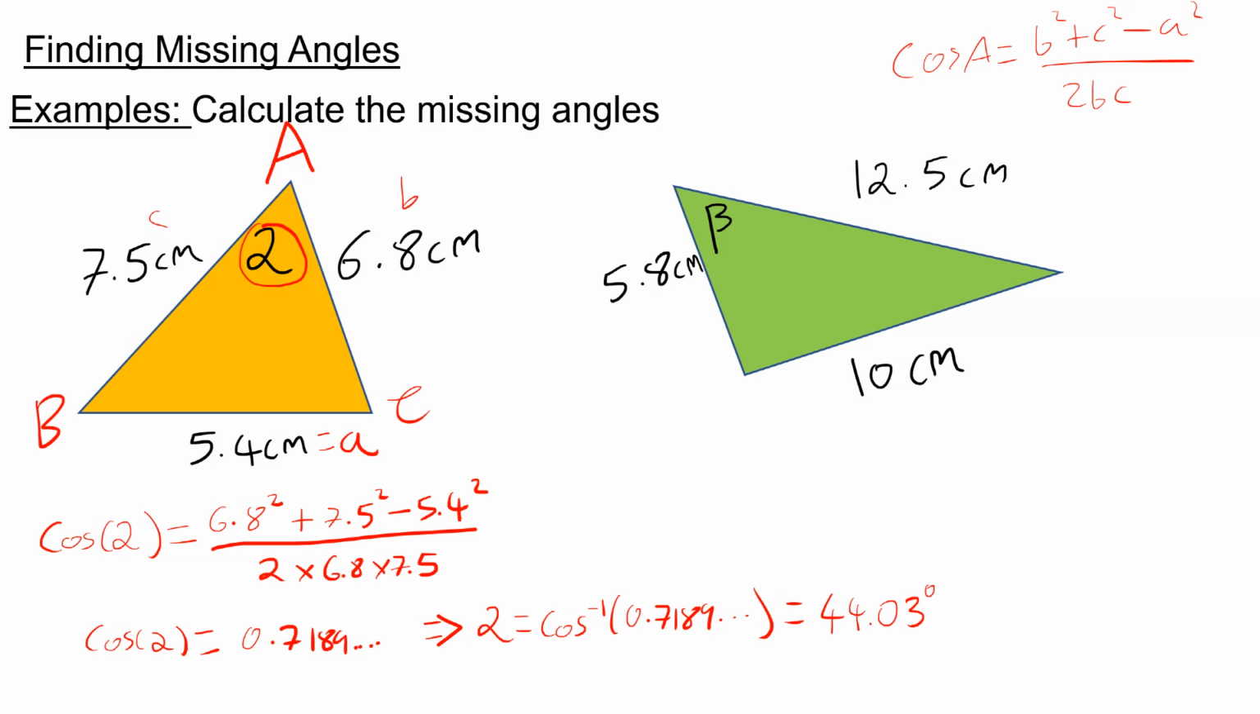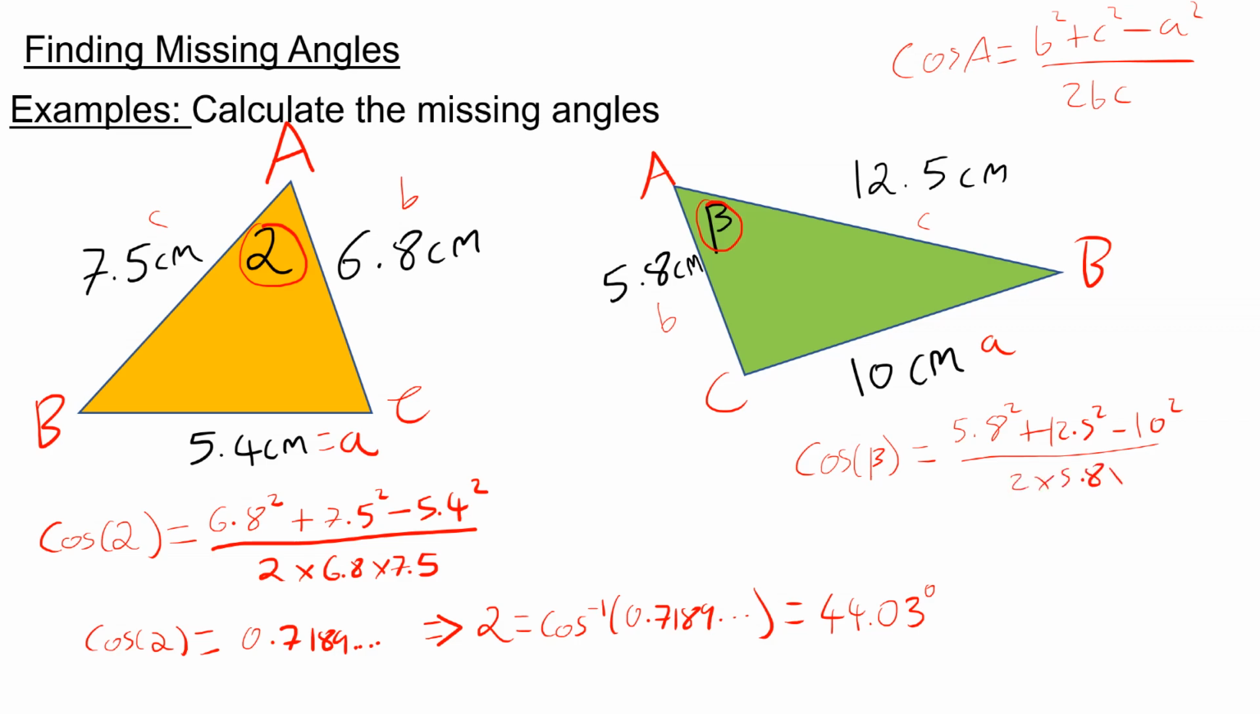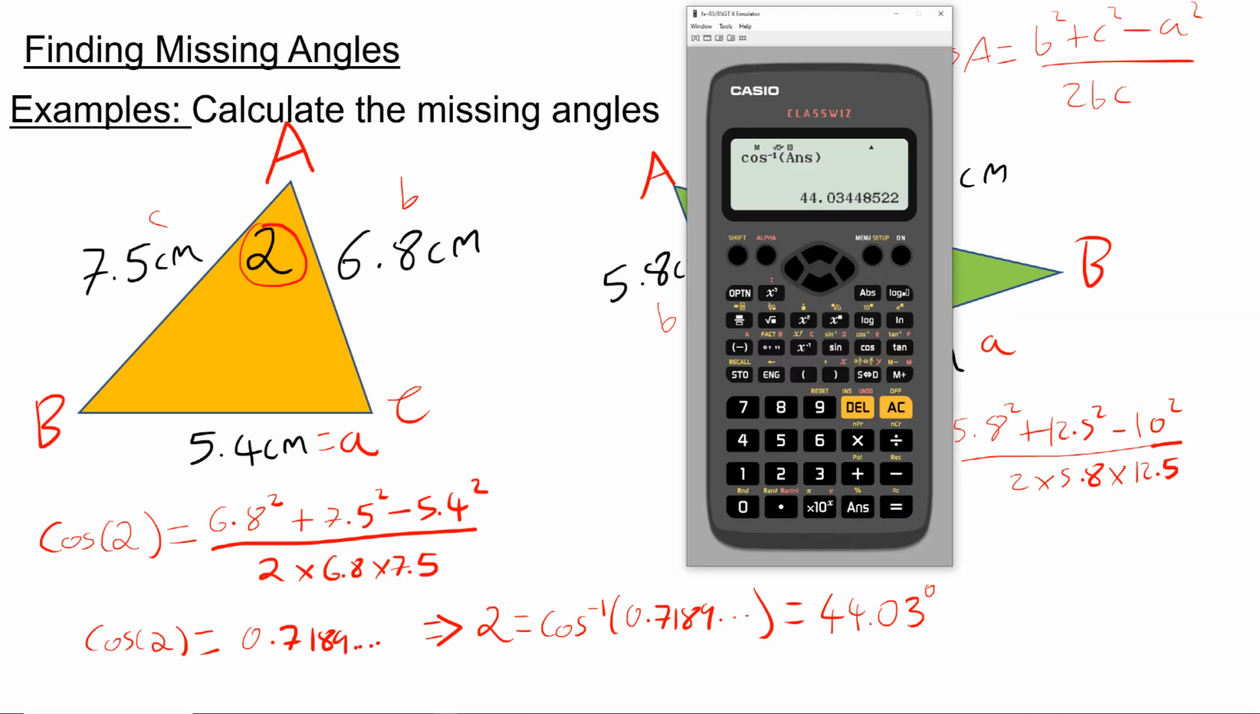Similarly, in the second question, this time beta is the angle that I want, so I'm going to label that A, and then it doesn't matter if I put B on the right or the left angle, doesn't matter. Same with C. So this time cosine of A, which is beta in this case, cos beta equals 5.8 squared plus 12.5 squared, take away 10 squared, all over 2 times 5.8 times 12.5, and we should end up with beta. Let me just put this in.